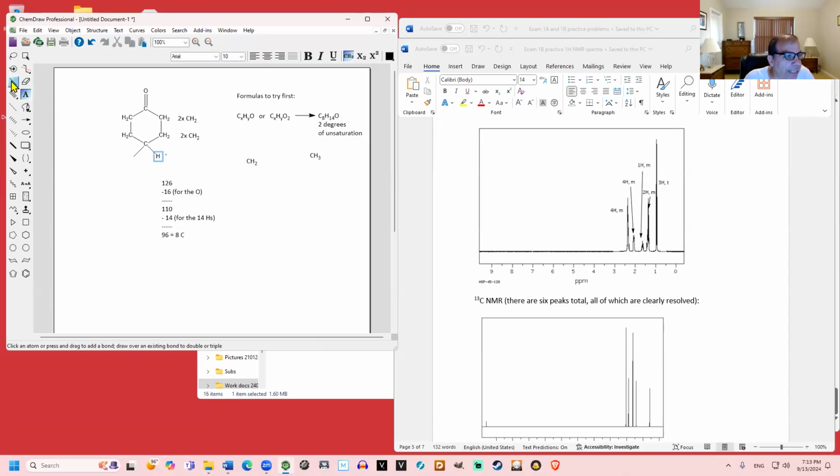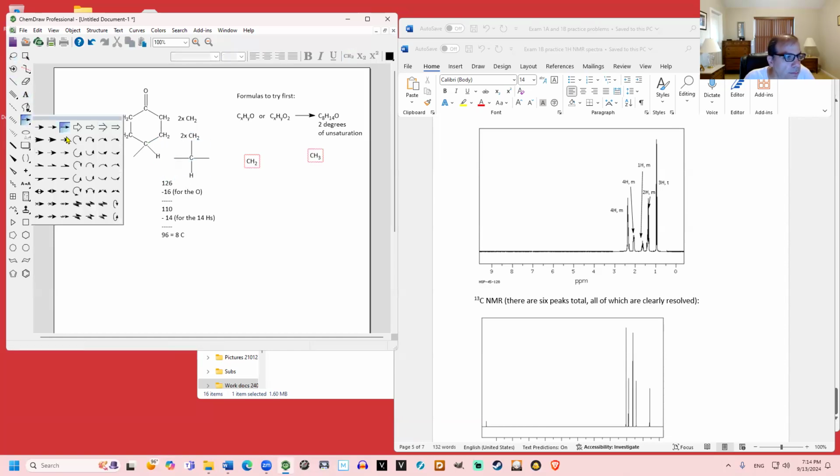I shouldn't have erased that tertiary carbon. I'll put it back in. That carbon is that carbon. So we have our carbonyl, we have 2 CH2s, we have 2 different CH2s, and we have a tertiary carbon to make a 6-membered ring. Completely reasonable. We know that 6-membered rings are quite common and stable.